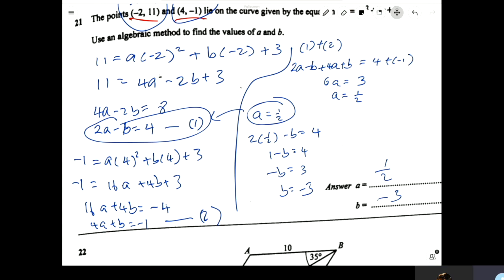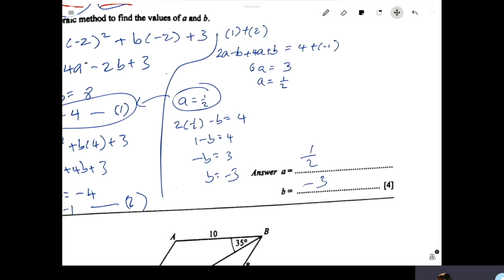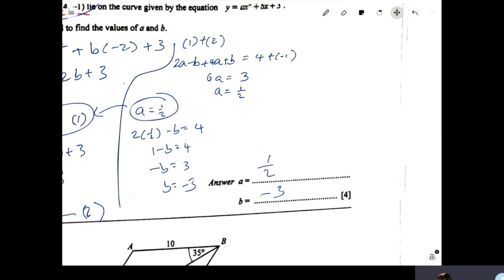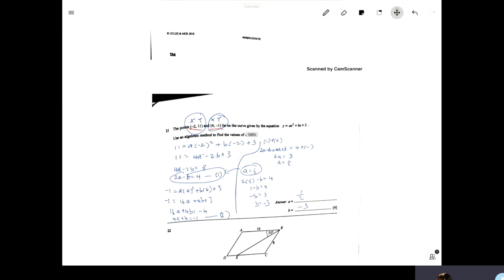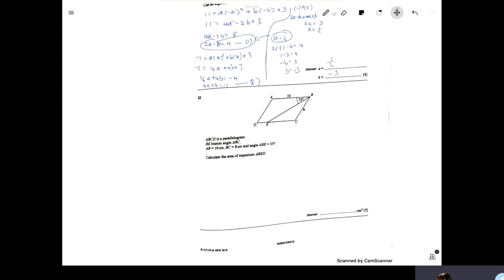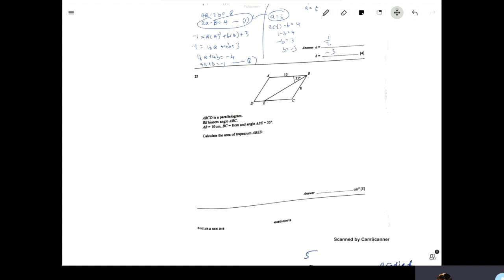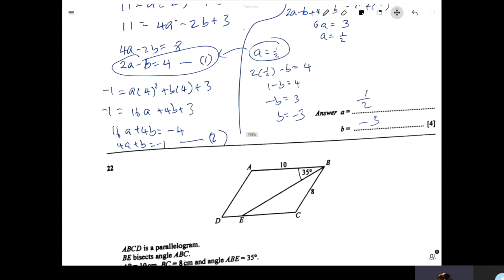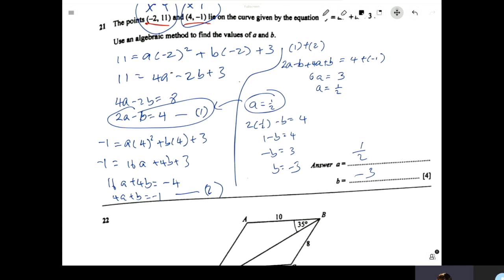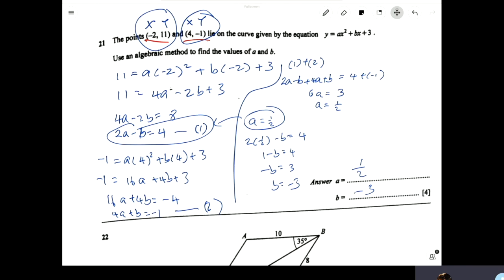Right, easy or not? You get 4 marks for this. It's just substitution. Any question for this? When you see 'use an algebraic method to find a and b', yeah, the equation will always be simultaneous.